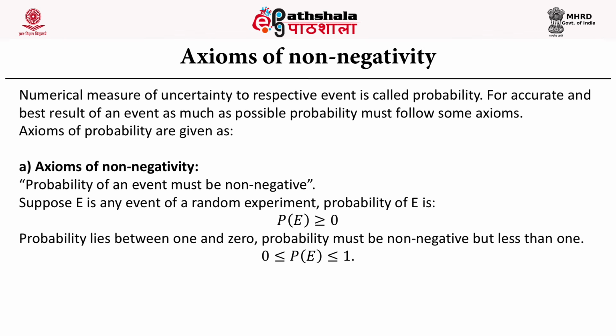Suppose capital E is an event of random experiment. Probability of E should be greater than or equal to 0. Probability lies between 0 and 1. So it means the chance of occurrence of any event lies between 0 and 1, and it should be non-negative.